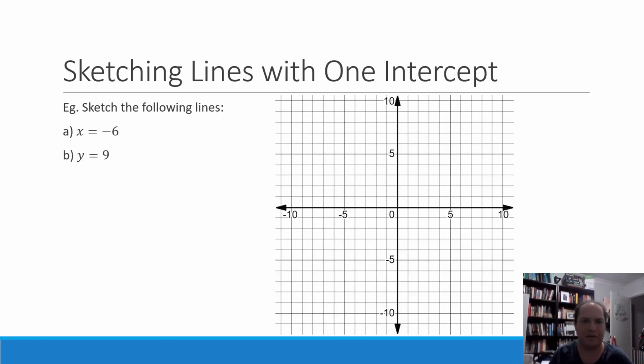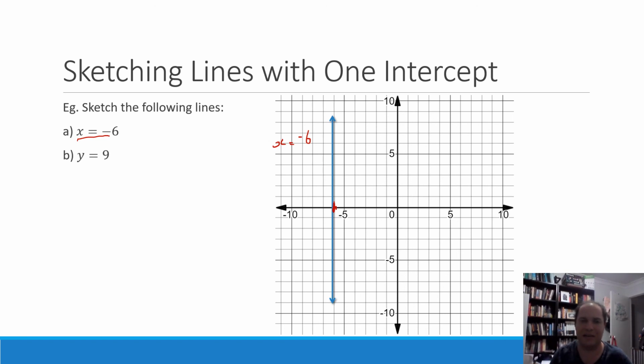First of all, we've got this line x equals -6. So this line has an x-intercept of -6, which is over here. If it's got an x-intercept there, we're looking at a vertical line. So no matter what the y value is, the x value is always -6. There's our vertical line there. X equals -6. So our x value along that line is not changing.